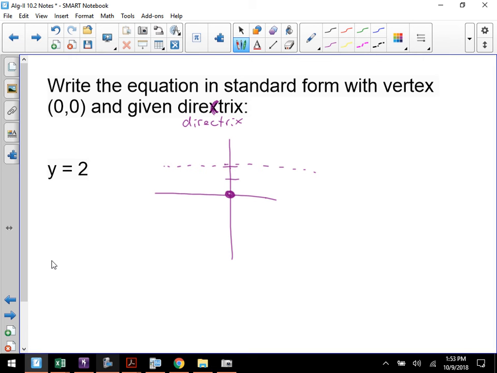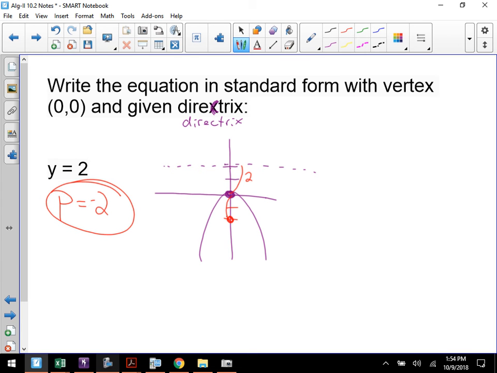What way is this opening? Down. It has to open downward. And why does it have to open downward? Because the horizontal line is above it, which means this moves down. So if your distance from vertex to directrix is 2, the distance from the vertex to the focus has to go -2. So what's your p-value? It's -2.